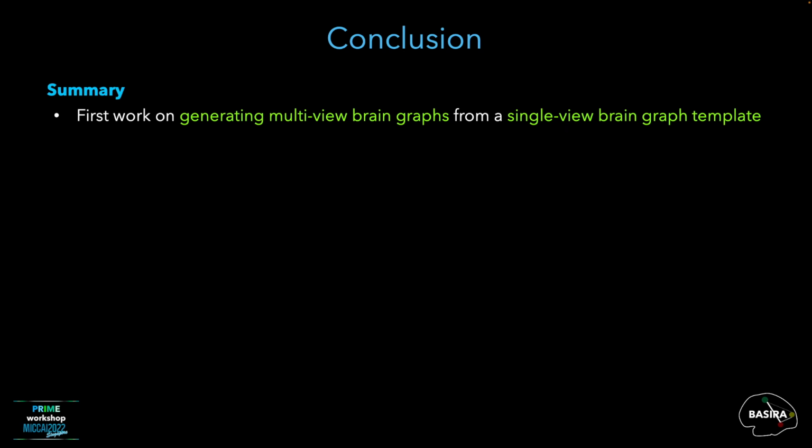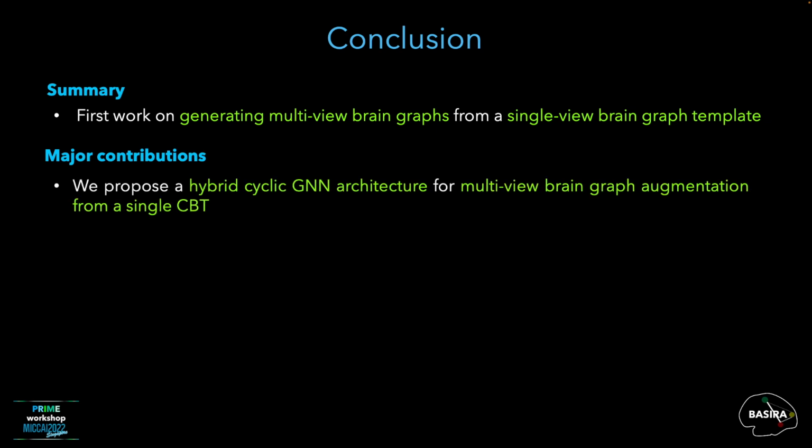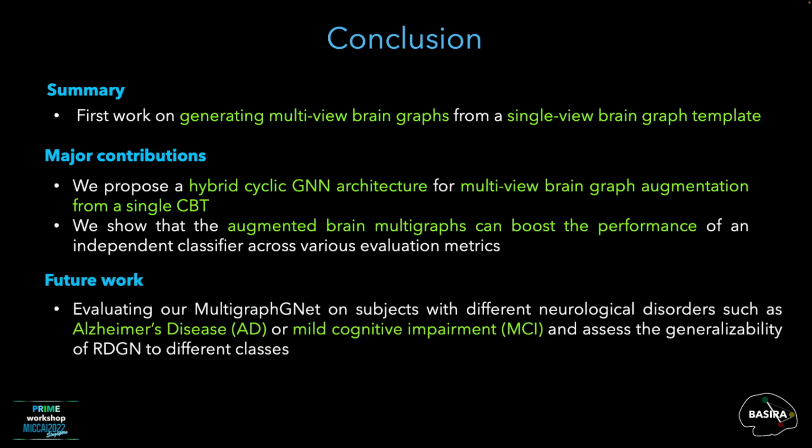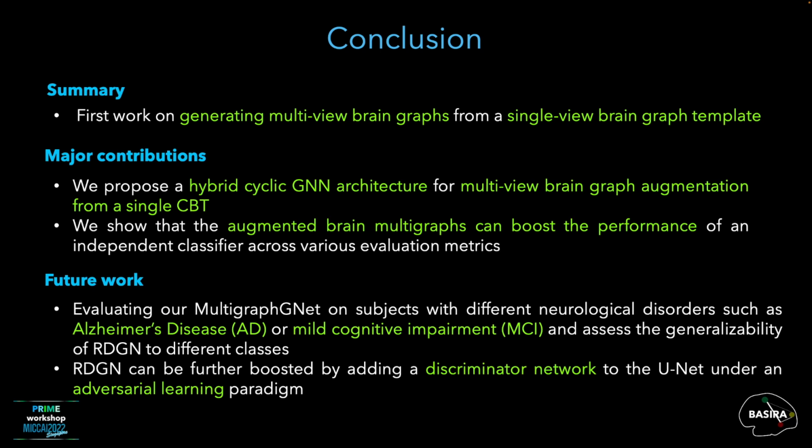In conclusion, we propose the first work on generating multi-view brain graphs from a single-view brain graph template. As our major contributions, we present a hybrid cyclic GNN architecture for multi-view brain graph augmentation from a single CBT, and we show that the augmented brain multigraphs can boost the performance of an independent classifier across various evaluation metrics. In our future work, we will assess the generalizability of RDGN with different neurological disorders, such as Alzheimer's disease. Also, RDGN can be further boosted by adding a discriminator network to the UNet under an adversarial learning paradigm.